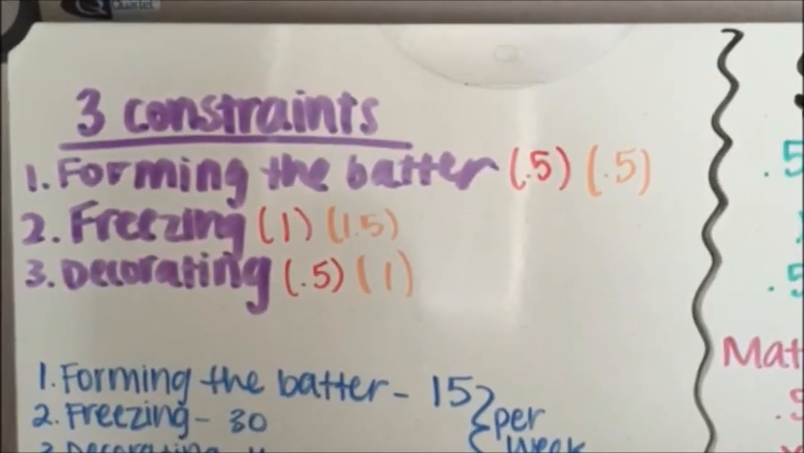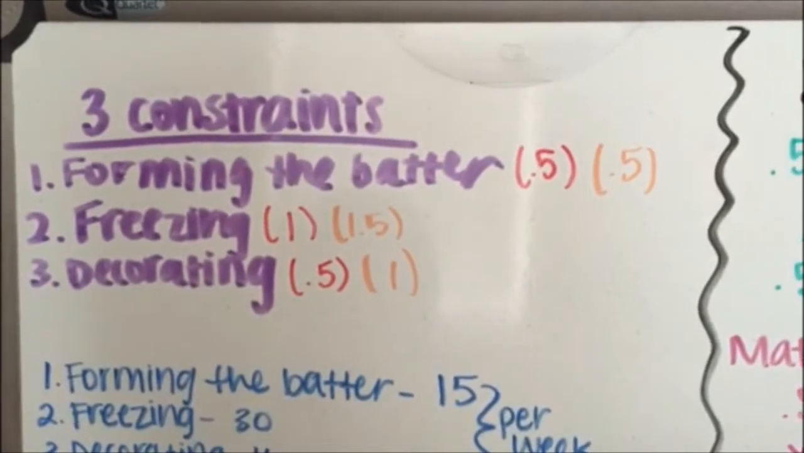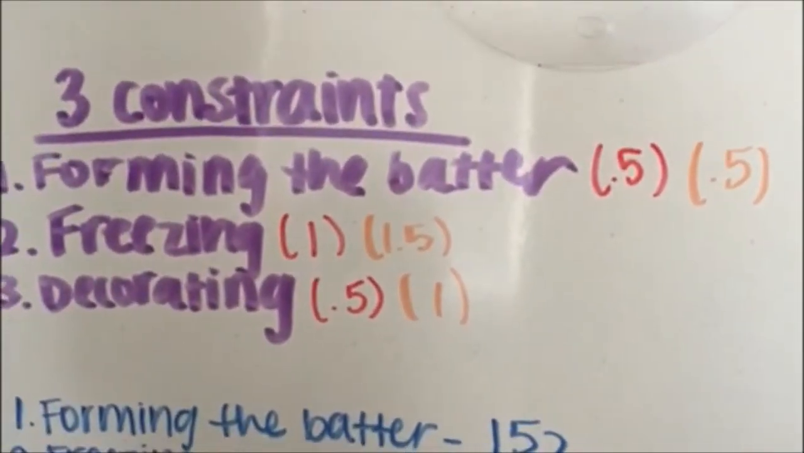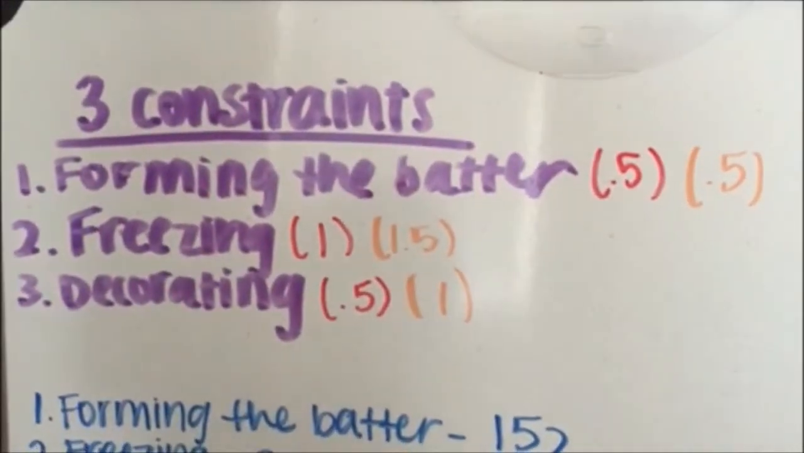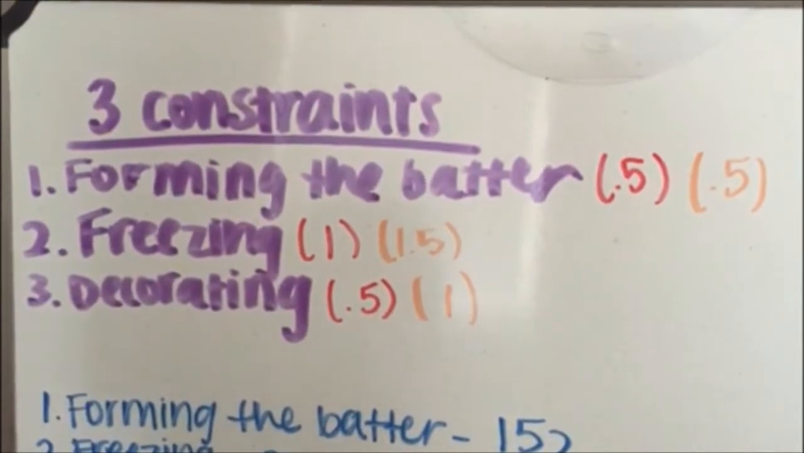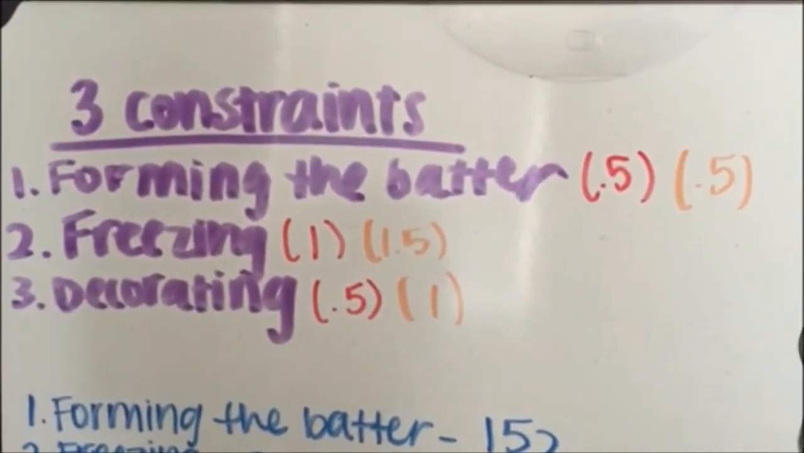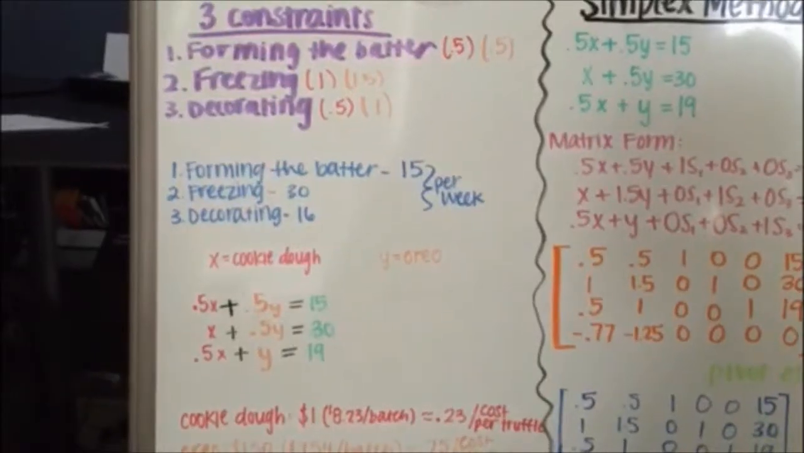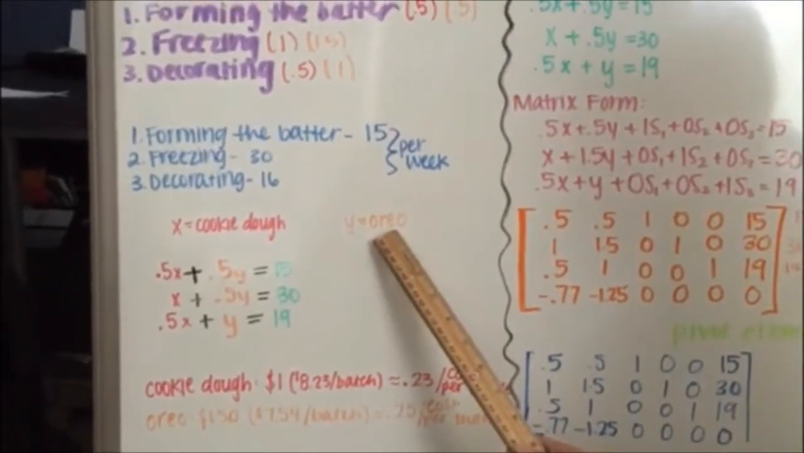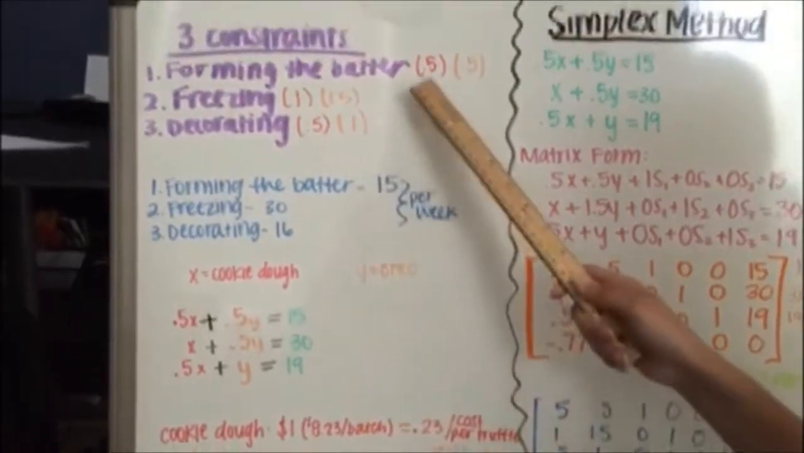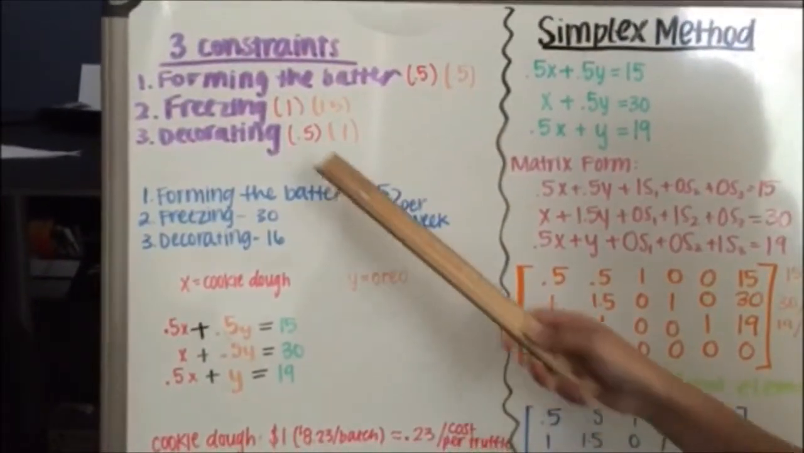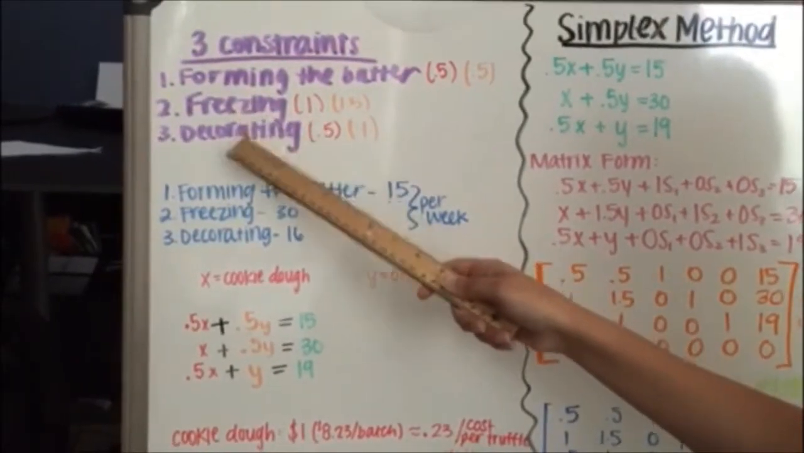First, we must identify our constraints to determine how they are affecting profits. Constraints describe the production process, as in how much profit you get for any given amount of input. In our case, we have 3 constraints: forming the batter, freezing, and decorating. Now I'll use red for cookie dough truffles and orange for Oreo truffles. It takes us half an hour to form the batter for cookie dough truffles and half an hour to form the batter for Oreo truffles. It follows as such for freezing and decorating.